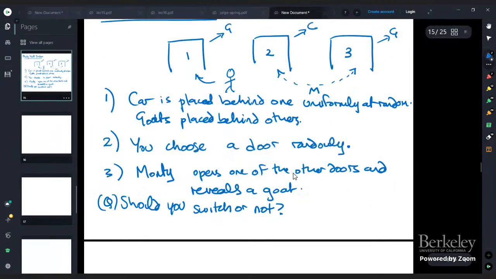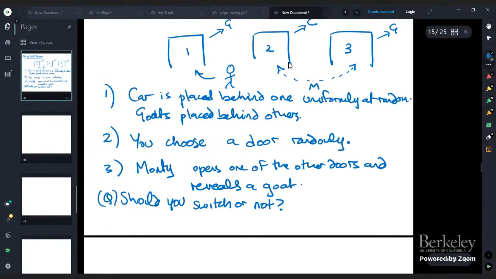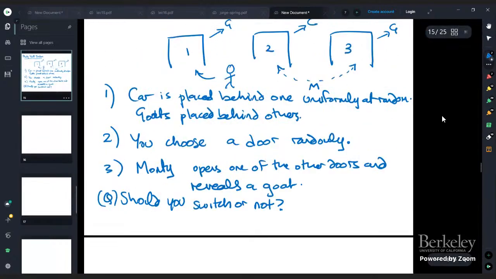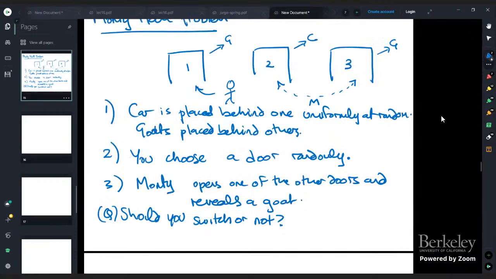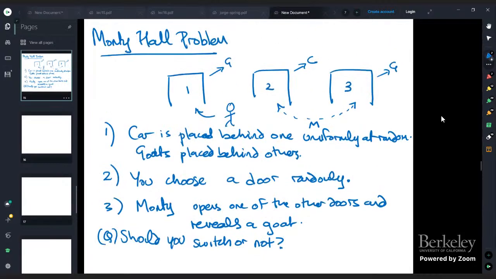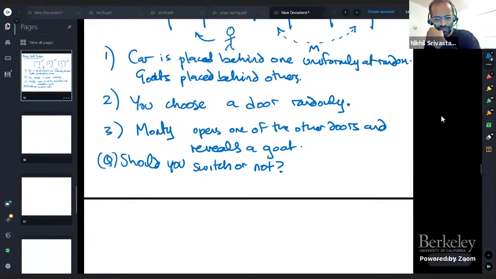Well, the first door would have a 33% chance, and the other two doors also have a 33% chance each. If one of them's canceled, then the one that you switch to would be 67%. Okay, that's a very good thought.